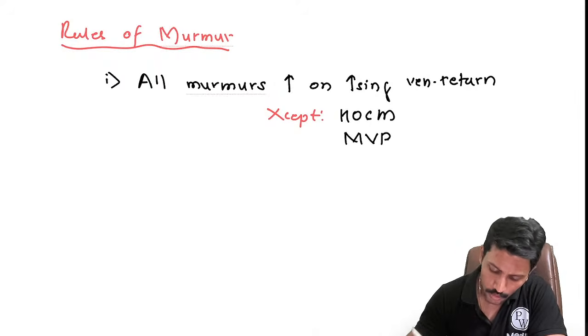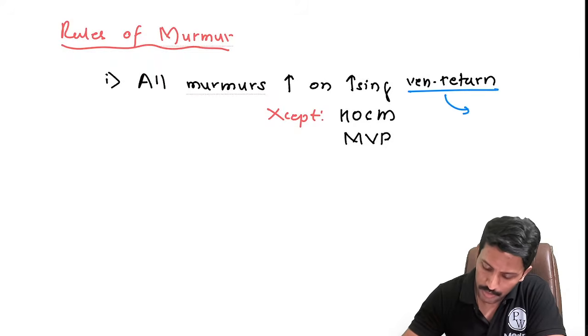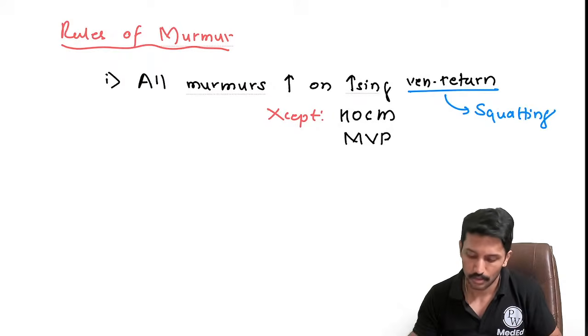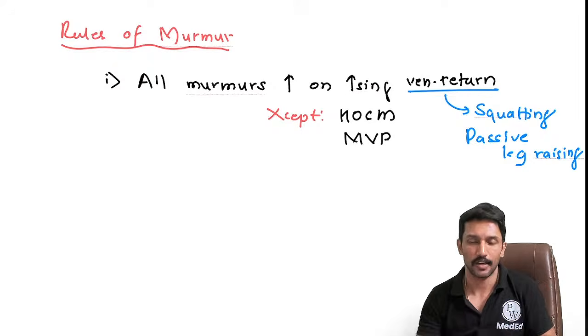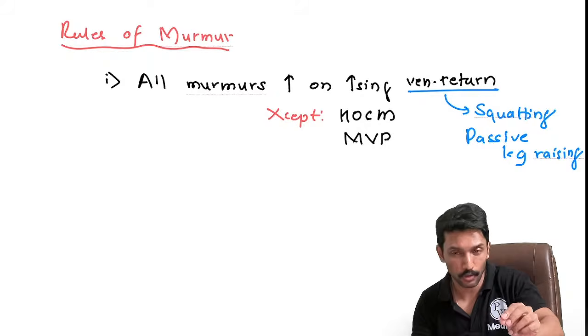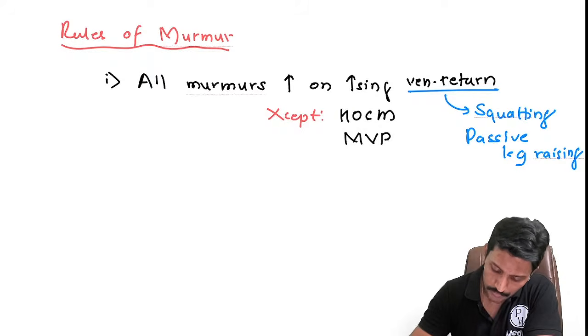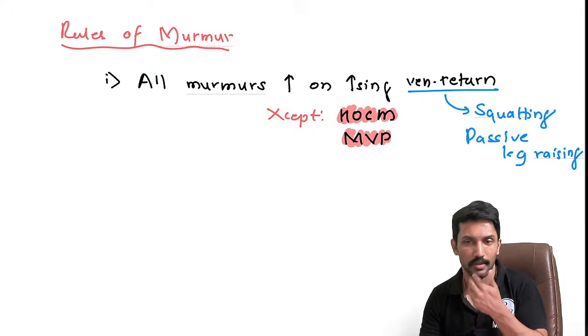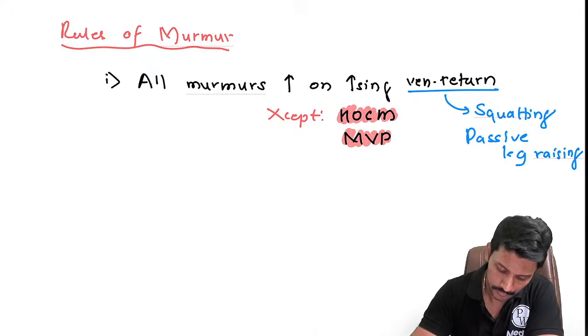Another one is mitral valve prolapse. Now, which maneuvers increase the venous return? Venous return can be increased by squatting. When you squat, the calf muscles contract and push more blood to the heart. Or also by passive leg raising. When someone raises the leg of the patient, the blood from the leg flows towards the heart. So if more blood comes to the heart, there is more flow across the valve and the murmur increases. But HOCM and MVP behave as exceptions. So any question that talks about Valsalva maneuver, squatting, or passive leg raising is probably a question on HOCM or mitral valve prolapse.